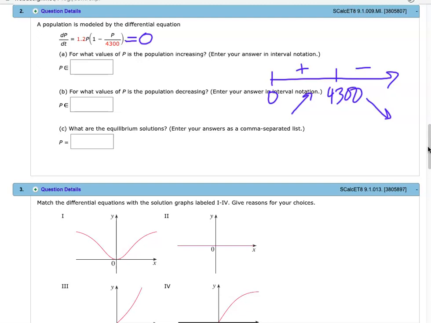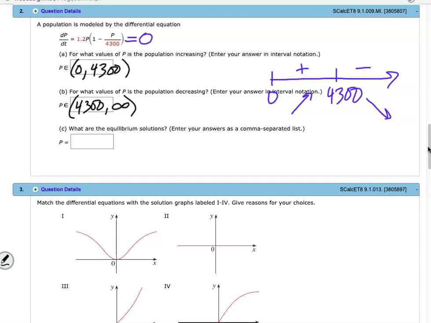So as the population goes to infinity, it's decreasing. All that really means is if your population is higher than the carrying capacity, it's going to continue to decrease. And basically what happens is it levels off at the carrying capacity again. Okay, so I'll write this in. I have 0 to 4,300. I have 4,300 to infinity.